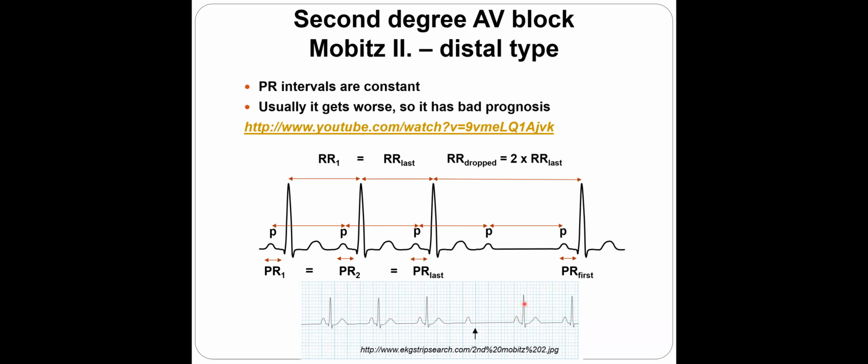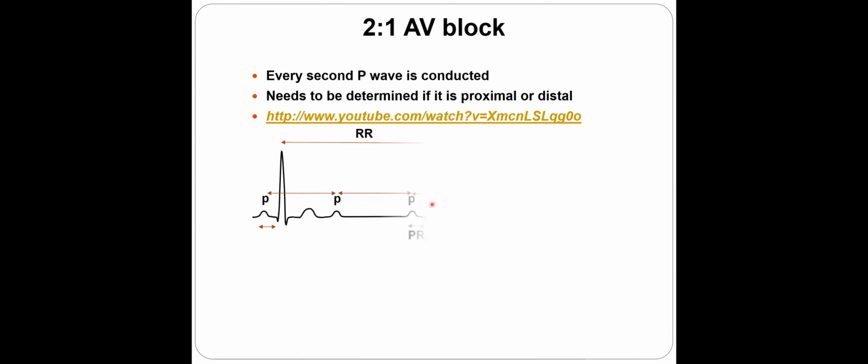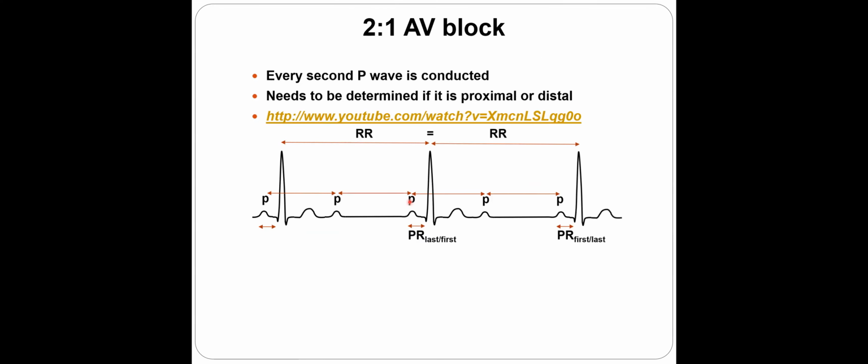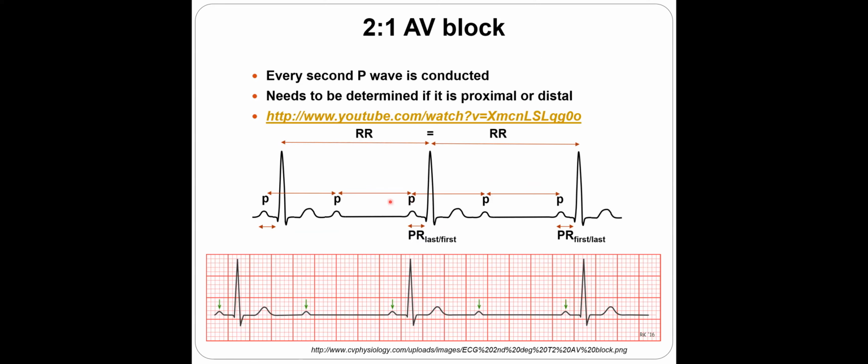And importantly, look at this distance. When we do have a drop P, this distance is exactly 2 Rs, as you do see here. Why, when we do have a Mobitz type 1, this distance is not the same as 2R, it is shorter than 2R. Okay. And next one, the 2-to-1 AV block, every second beat is not conducted.